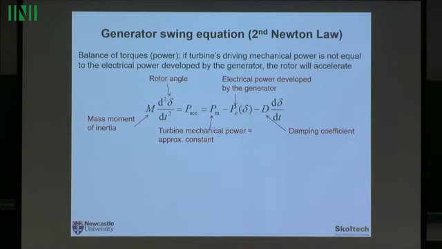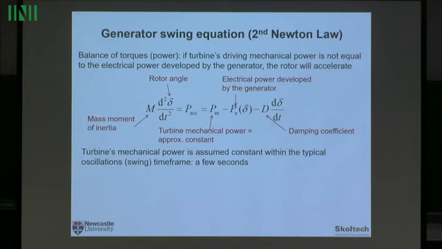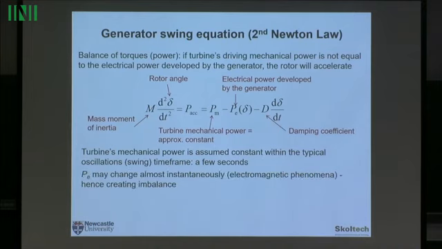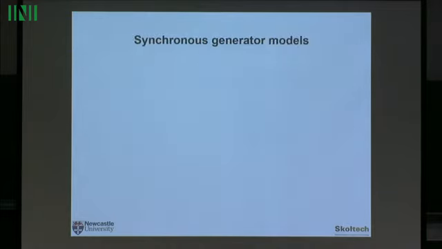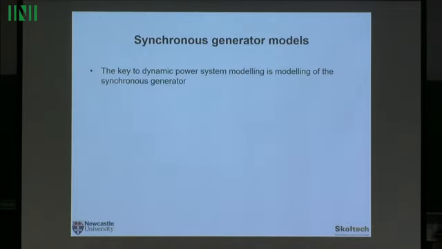I think everyone who has touched upon dynamic analysis is working with those swing equations. The swing equation is always the same. Depending on the model, the electrical power component changes, because you'll have different equations describing the generator. As I said, turbine mechanical power is assumed to be constant within the framework of a few seconds, but PE may change almost instantaneously. That's why we have different synchronous generator models, because there will be different PE components.